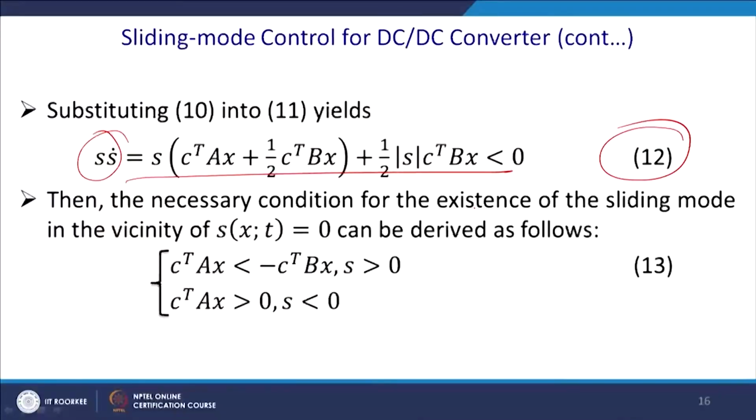So, the necessary condition for the existence of the sliding mode in the vicinity of the surface S of x and t equal to 0 can be derived as follows. C transpose A of x should be less than minus C transpose Bx where S is greater than 0, and Ct Ax should be greater than 0 when S is less than 0.